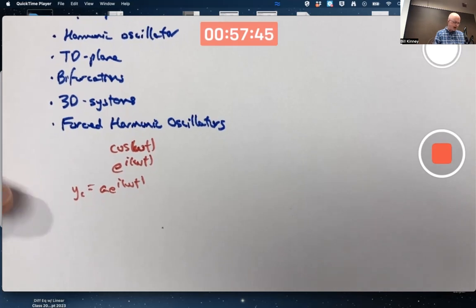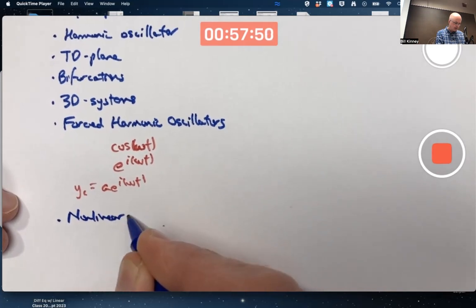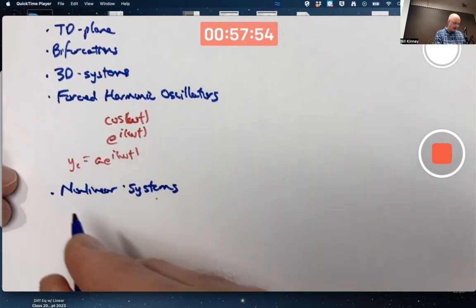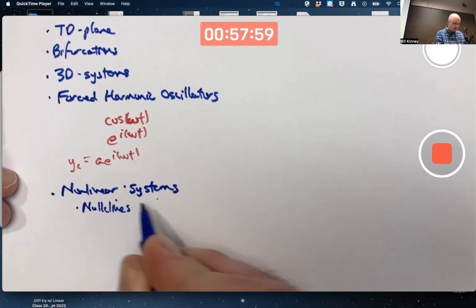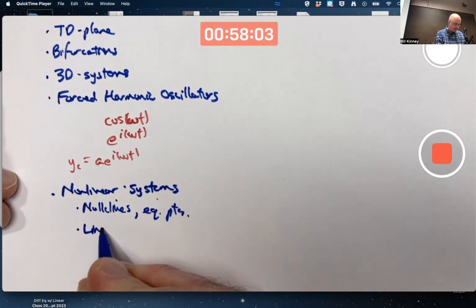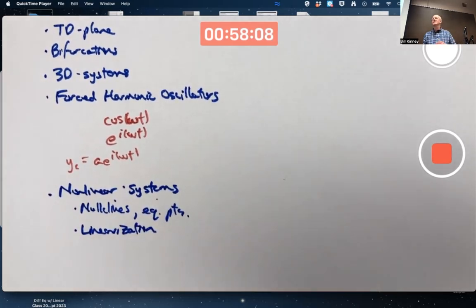Then we got into chapter 5, nonlinear systems. So that involves the usual things, nullclines, equilibrium points, and the new thing is linearization with Jacobian matrix, find the eigenvalues or do the trace-determinant plane. It'll be linearization will apply, Hartman-Grobman theorem will apply.